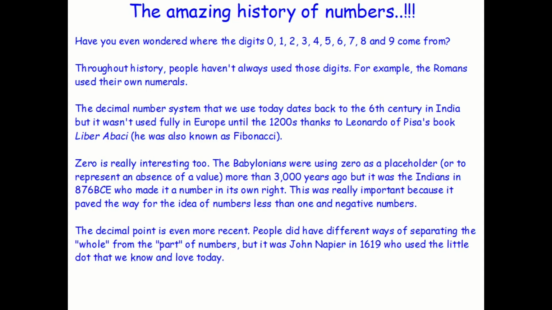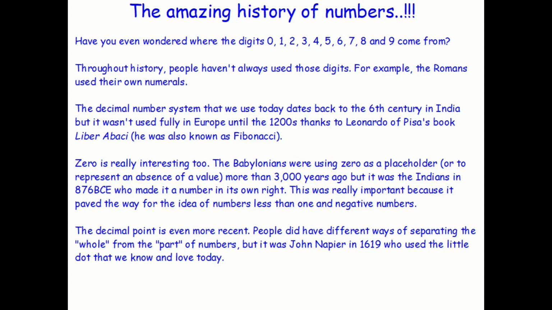0 is really interesting too. The Babylonians were using 0 as a placeholder or to represent an absence of a value more than 3,000 years ago, but it was the Indians in 876 BCE who made it a number in its own right. This was really important because it paved the way for the idea of numbers less than 1 and negative numbers.